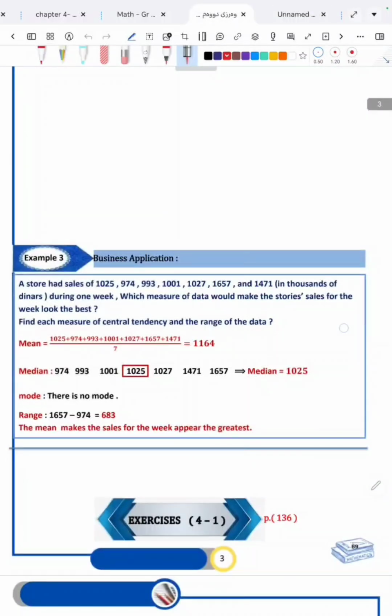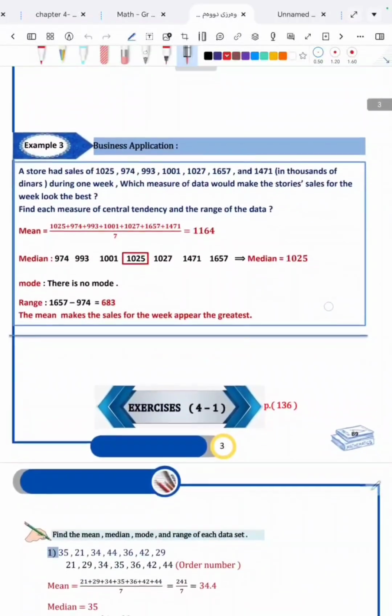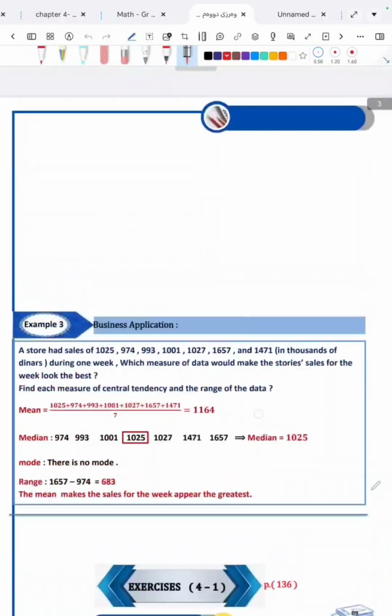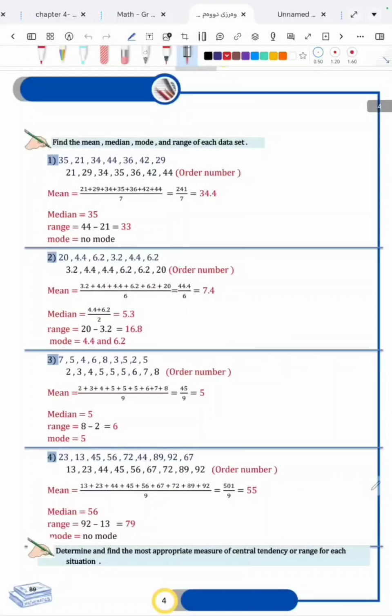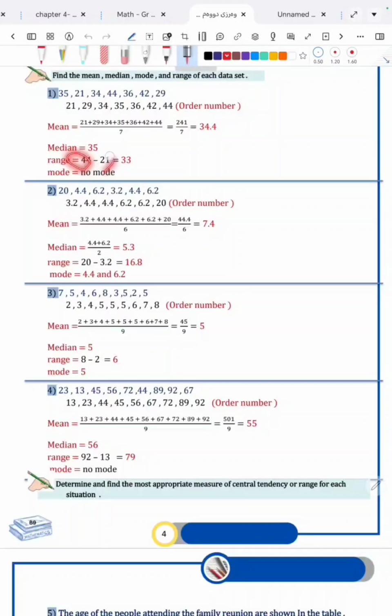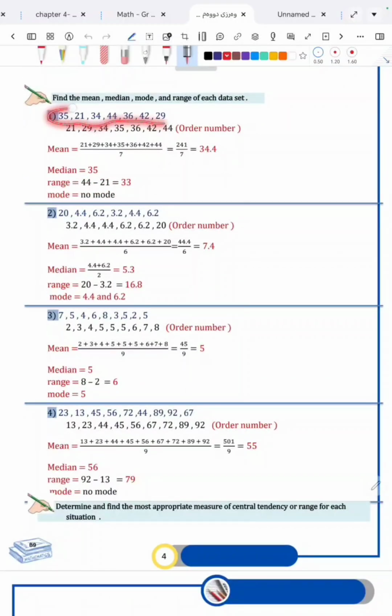Let's solve another example. Example 1. Add them all to find the mean, which equals 241 divided by 7 equals 34.4. Median: when you order them, you get the median, which equals 35. For range, the greatest minus the smallest equals 33, and none of them is repeated, so there is no mode.